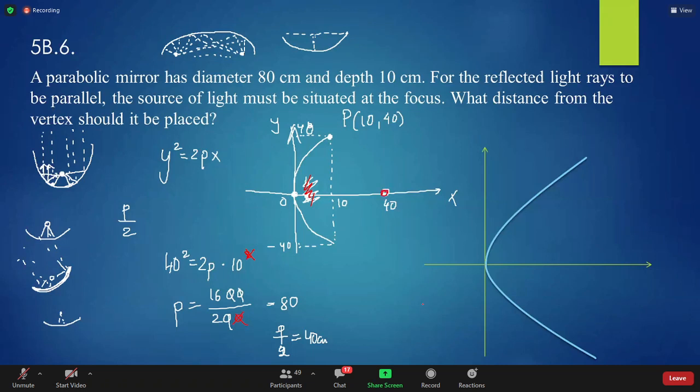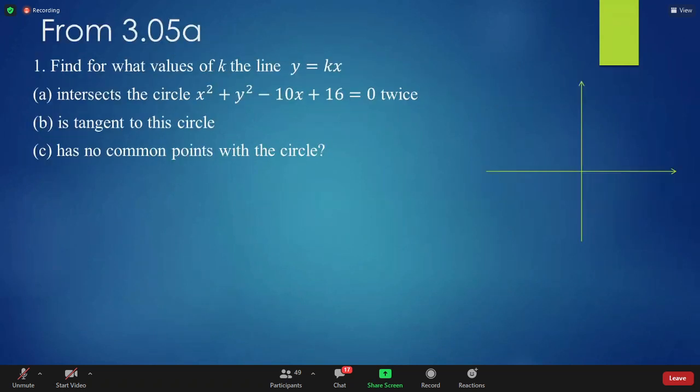All right, I think that was it about parabola, just parabola, and now we have combination questions. So this is from the file 3.3.5a, which is only exercises, combined exercises about second order curves in general, and also lines.